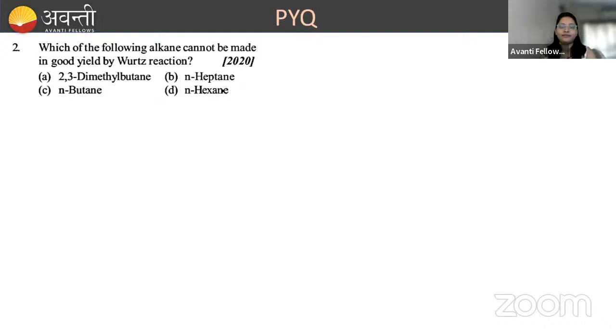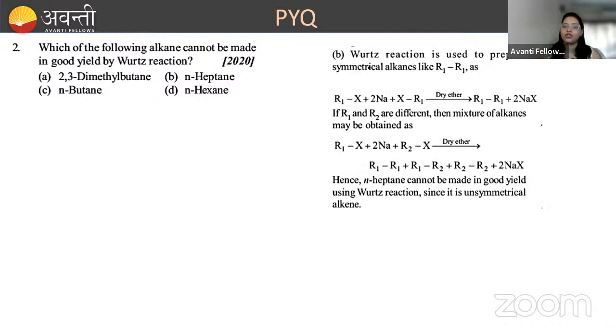Yeah, from the options also you can tell me. Wurtz reaction is used for preparing which type of compounds? Alkanes, right? It is used for preparing symmetrical alkanes. So see here, I have summarized the reaction. Wurtz reaction is used to prepare symmetrical alkanes, like CH3-CH3, CH3CH2CH2CH2CH2CH3, that way.